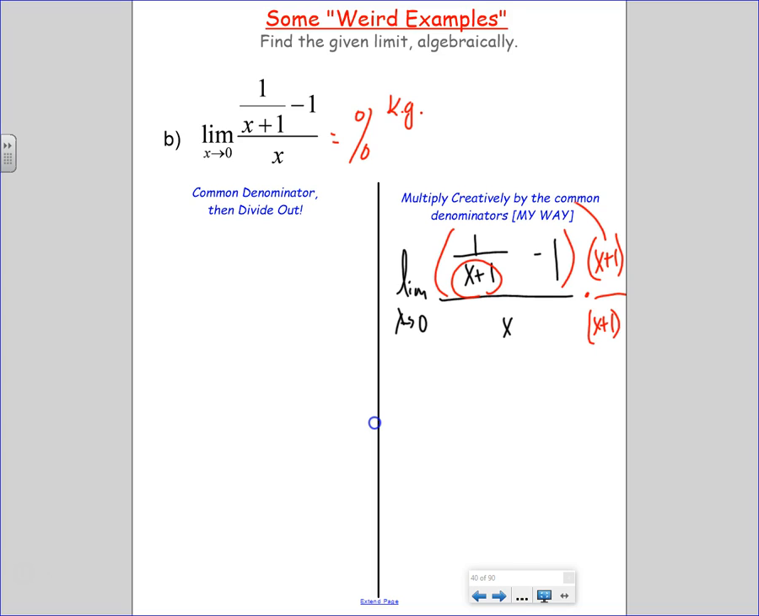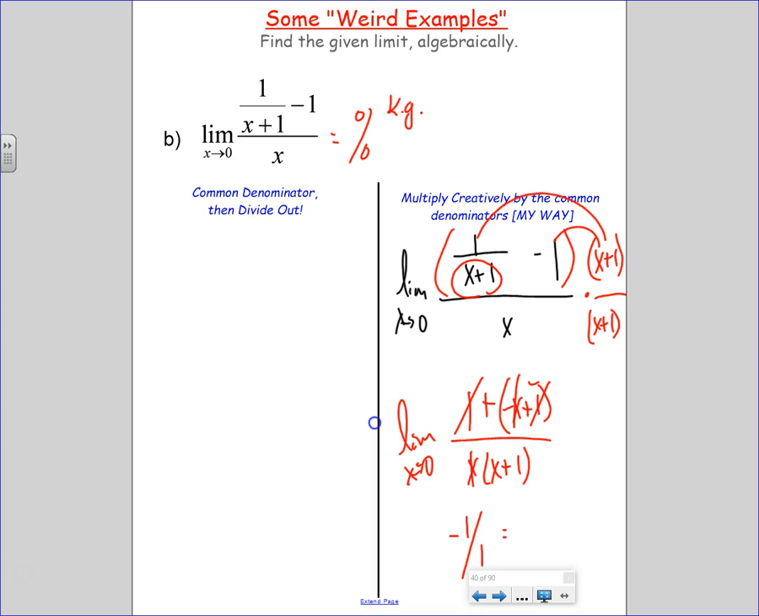What's going to happen? 1 minus x plus 1 all over, that's okay, x times x plus 1. Aren't the 1's going to cancel? Then aren't the x's going to reduce? Aren't you going to get negative 1 over 1, which is negative 1? Hey, it's in the notes. It's on the video if you want to see it.